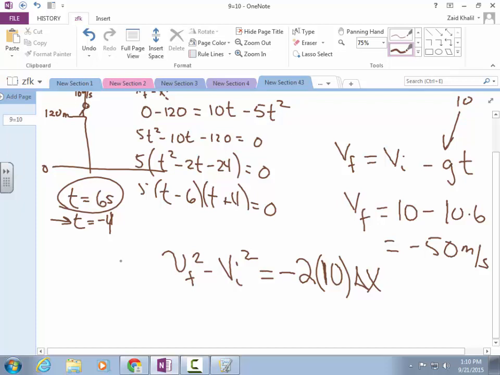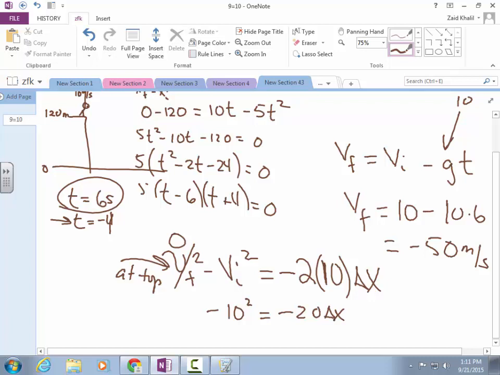But at top, VF is 0. So we have negative 10 squared equals negative 20 delta x, which means delta x is, by the way, that's not negative 10 squared. You guys all know how to read that. When you read that, what number do you see? That's negative 100. Why?